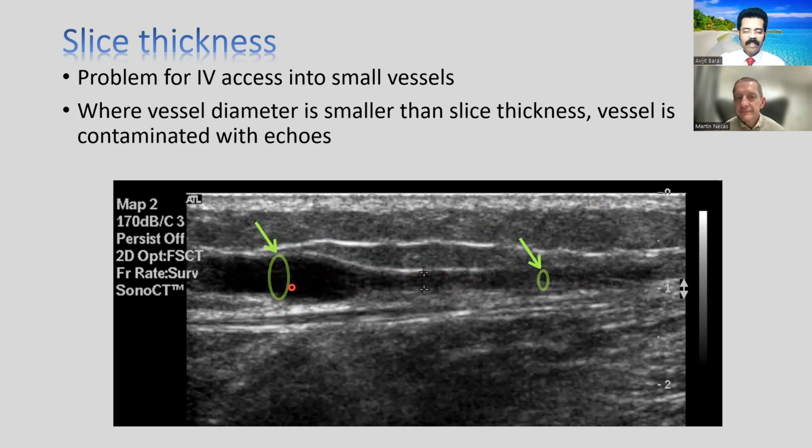Yeah, I think in clinical practice, for example, in the emergency department, we see this all the time. In a difficult patient who needs ultrasound-guided IV access, it can be quite difficult to identify the veins. Absolutely. And especially with this slice thickness, it becomes harder.